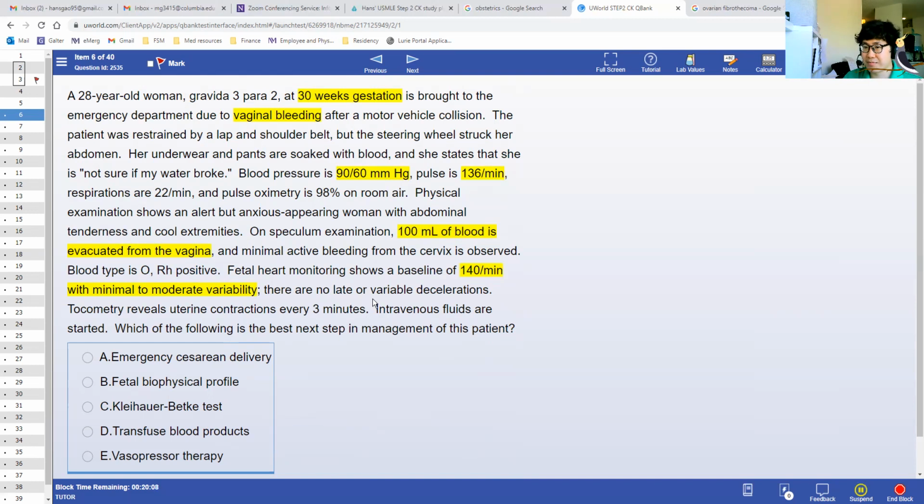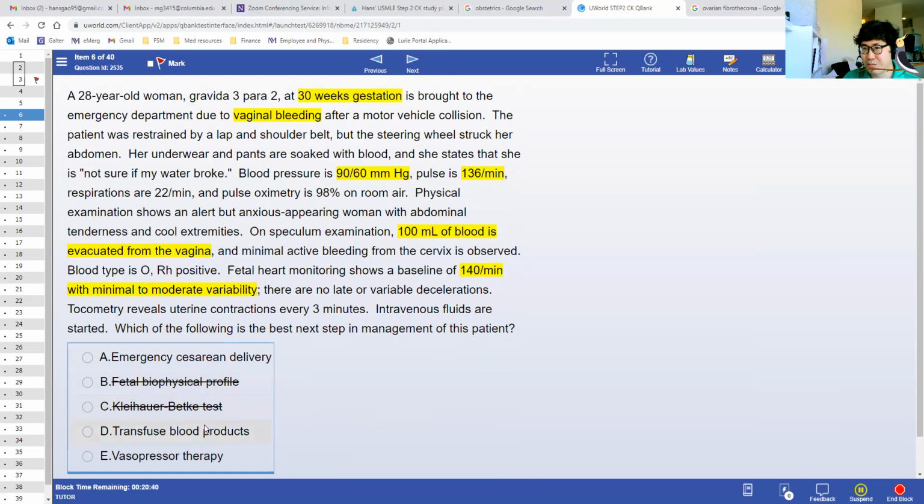I just don't know about this minimal to moderate variability here. In real life, you definitely get an ultrasound to see if there's any blood behind the placenta or something, but we don't have that information. Just gonna cross some things off. Emergency C-section, maybe. Fetal BPP, that takes forever. You're not gonna do that here. Kleihauer-Betke test, that's for maternal blood mixing. You probably would already have that, and it's not gonna do anything in an emergent situation.